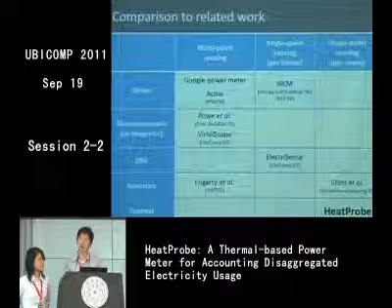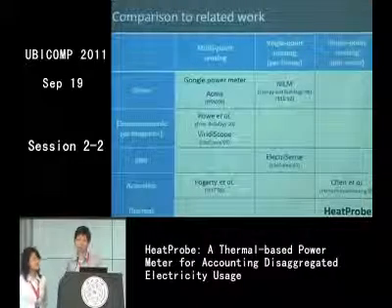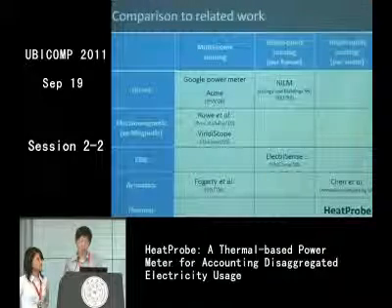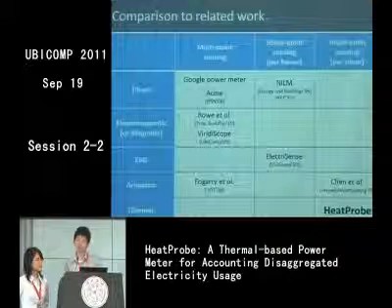there are many other works on monitoring appliance usage. We compare HeatProbe to other related works. HeatProbe uses thermal-based sensing. HeatProbe uses a per-ring single-point sensing with a thermal camera.